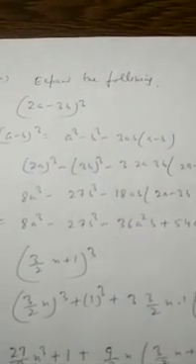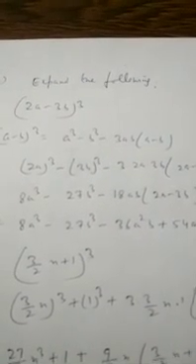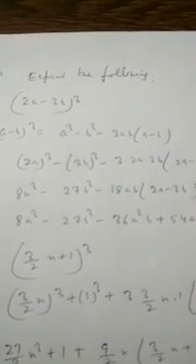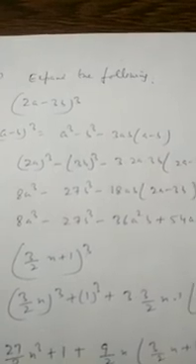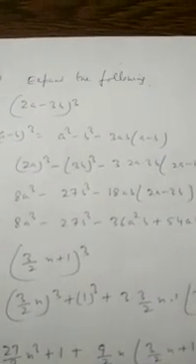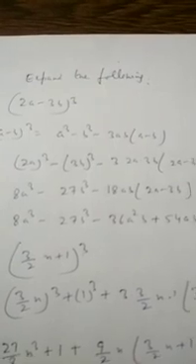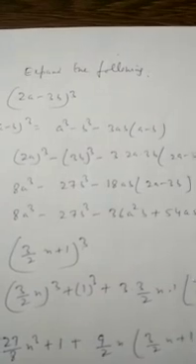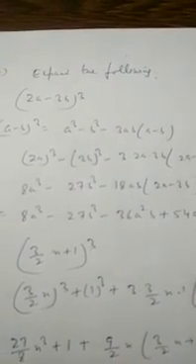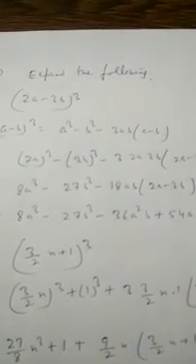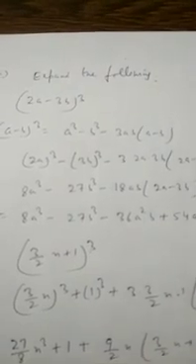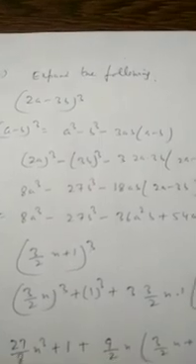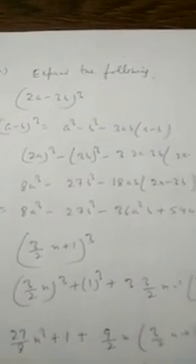Now open it. (2a) whole cube is 8a cube, minus 27b cube, minus 18ab multiplied by (2a minus 3b). That is 8a cube minus 27b cube minus 36a square b plus 54ab square. In this way, we can apply (a minus b) whole cube. So what is (a minus b) whole cube? a cube minus b cube minus 3ab into (a minus b).